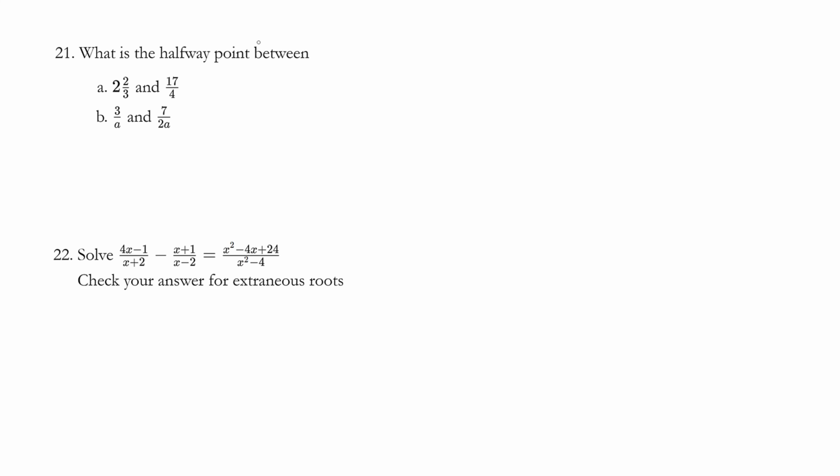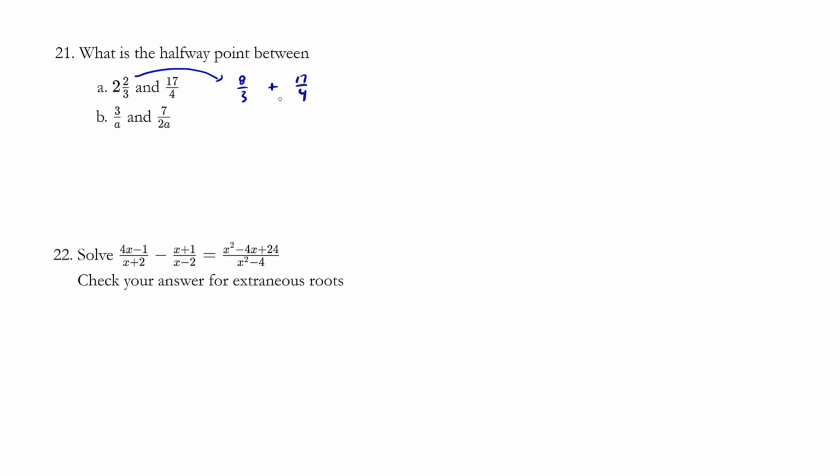Alright, what's the halfway point between these fractions? Let's convert this mixed fraction to an improper fraction. 2 times 3 is 6, plus 2 is 8 over 3, versus 17 over 4. And the key to finding the halfway point is to add them and divide by 2.